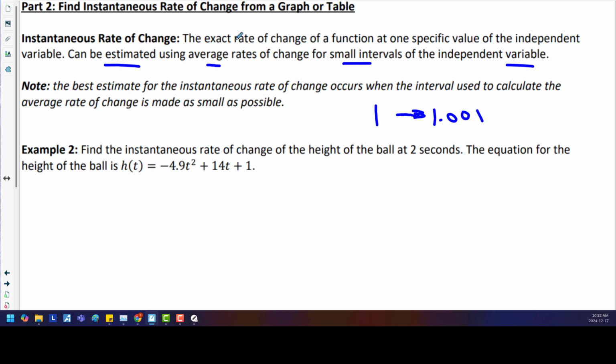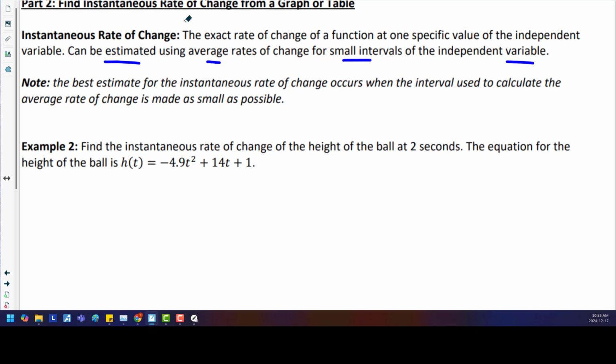So this is the kind of theory that we're going to use. We're going to use a very small time interval, and that's going to give us essentially the average rate of change, but it's going to be such a small time interval that it's going to become the instantaneous rate of change because those 2 values are so close to one another. It's as if it's 1 point as opposed to two separate points.